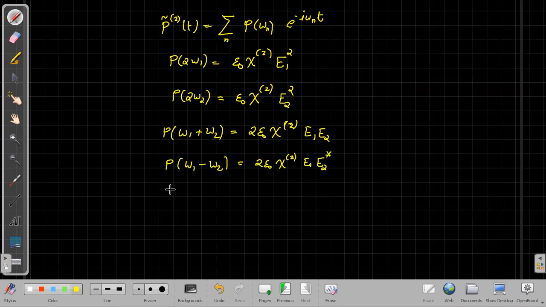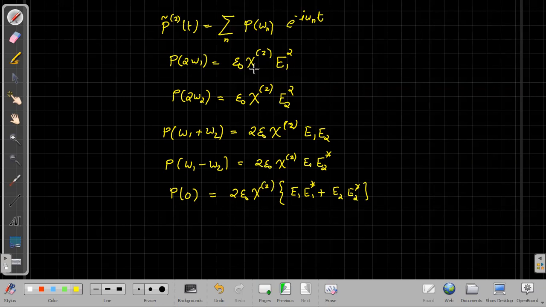And there is also a term which is not oscillating with the time, a constant term, and which is 2 epsilon 0 chi 2 times E1 E1 star plus E2 E2 star. Now we can explain the contribution of each of these terms.